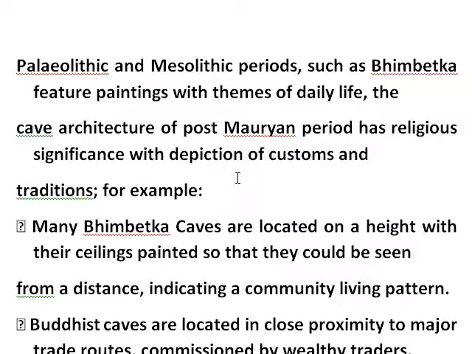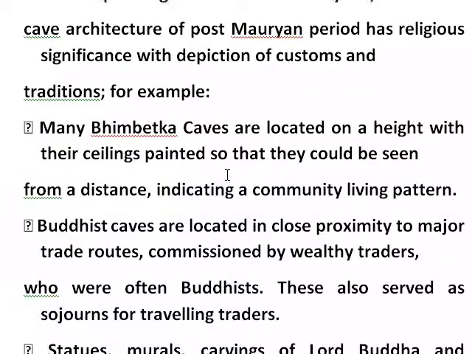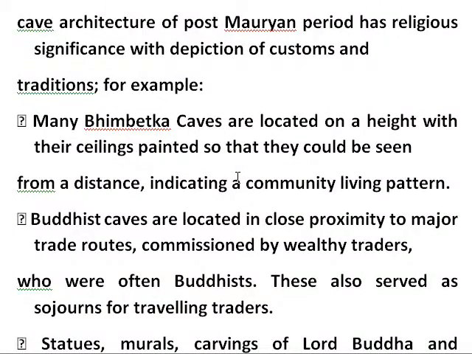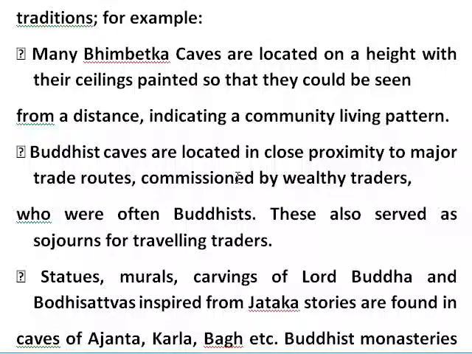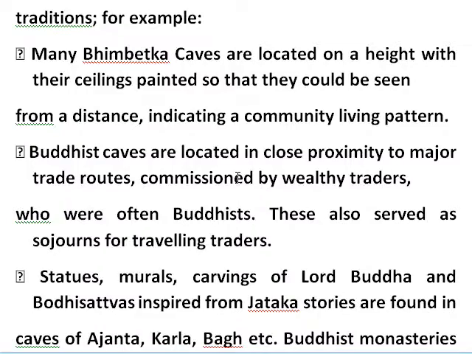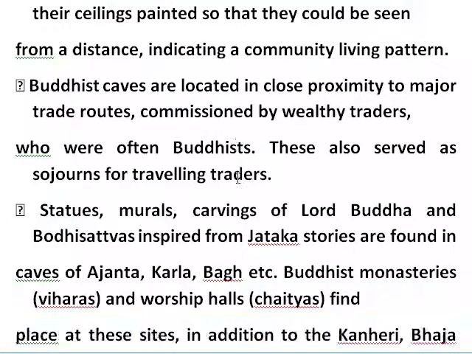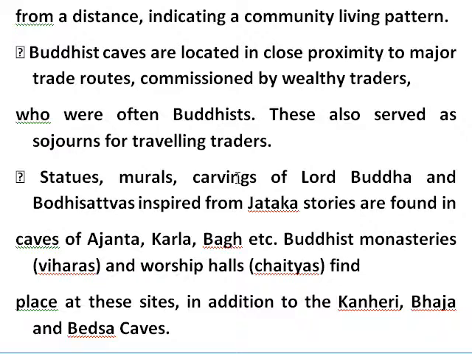For example, many Bhimbetka caves are located on a height or with their ceiling painted so that they could be seen from a distance, indicating a community living pattern. Buddhist caves are located in close proximity to major trade routes, commissioned by wealthy traders who were often Buddhist. They also served as sojourns for traveling traders.